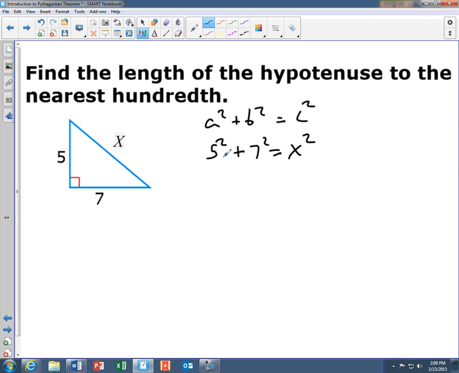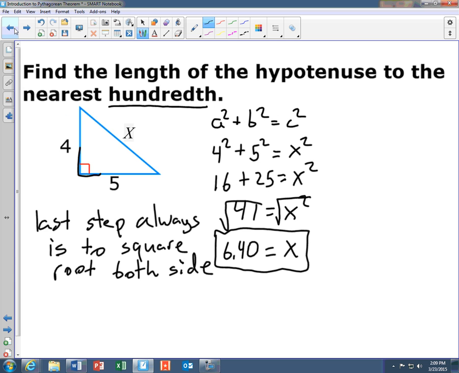Now I figure out what these are. 5 squared is 5 times 5, which is 25. 7 squared is 49, 7 times 7. Add those together: 25 and 49 gives me 74. And remember, the last step always is to square root both sides.